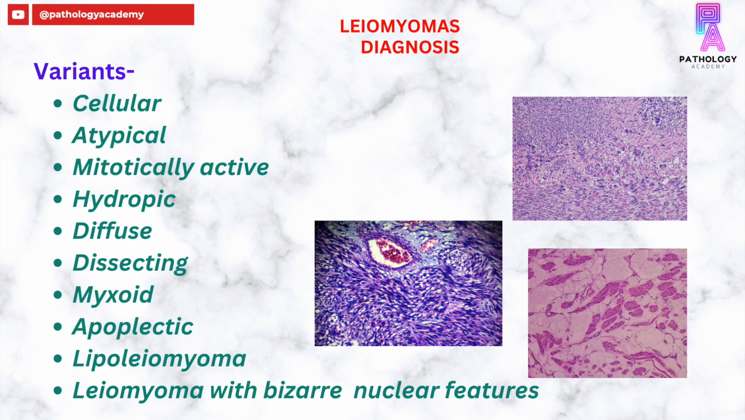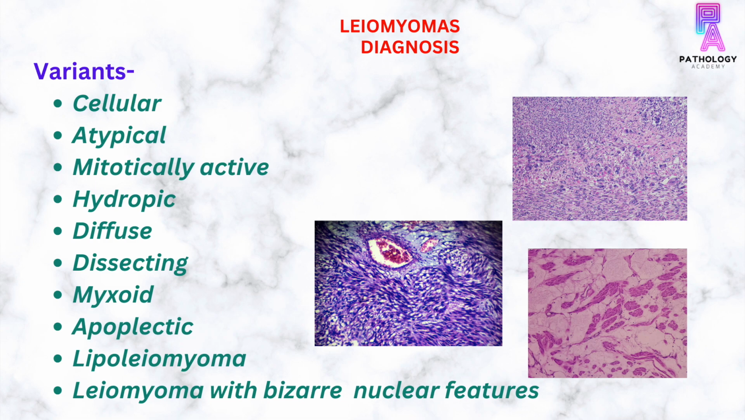In cases of cellular leiomyoma, the cellularity of the leiomyoma is more than in usual leiomyomas, and it can be diagnosed by seeing the adjacent myometrium, which shows normal cellularity. However, if the leiomyoma is cellular, it will show hypercellularity in the area of leiomyoma.